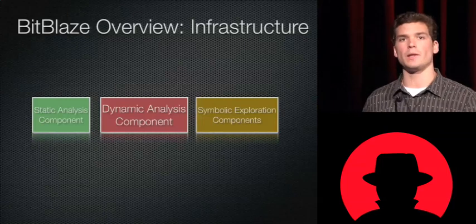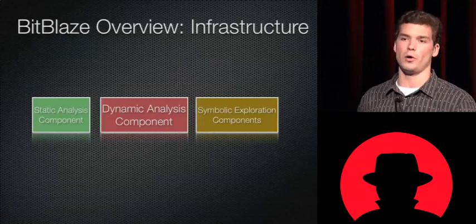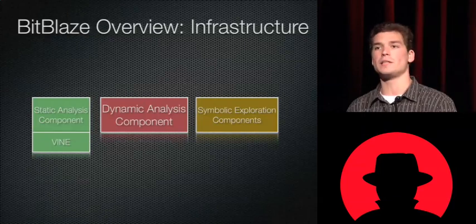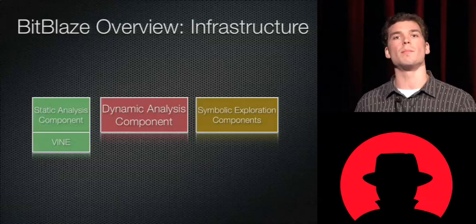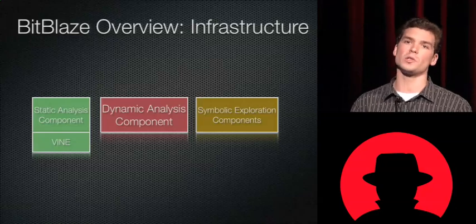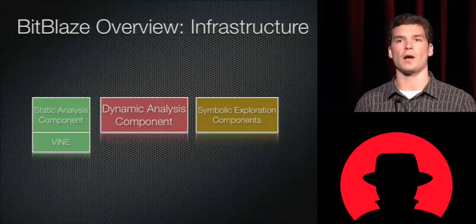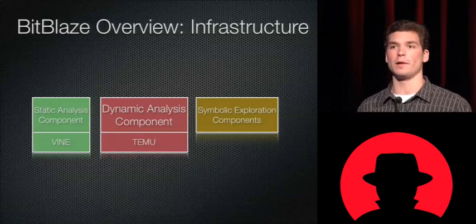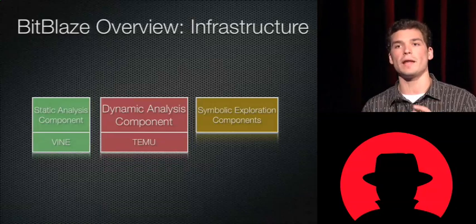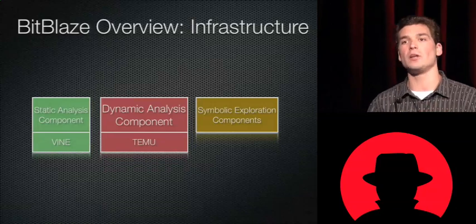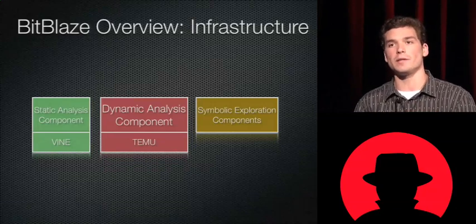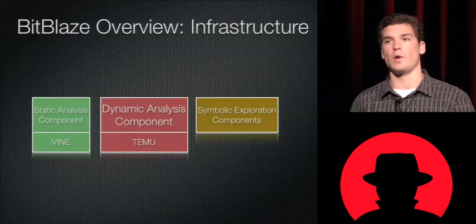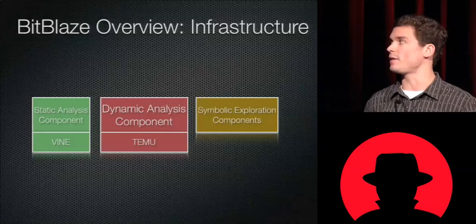So BitBlaze is split up into 3 core components. The first component is a static analysis component called Vine, and Vine lets us do static analysis and symbolic execution, and it also provides a set of core utilities for common types of analysis. The dynamic analysis component lets us run a program in an emulated environment and perform very fine-grained binary instrumentation, and also extract semantic information from the operating system as well as the program, and perform dynamic taint analysis.